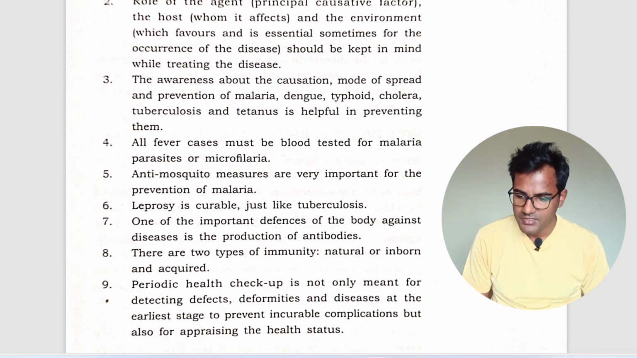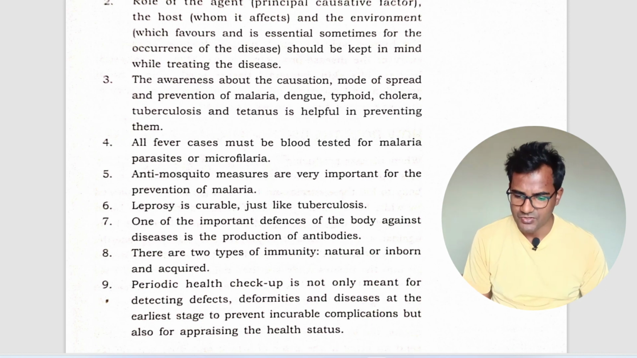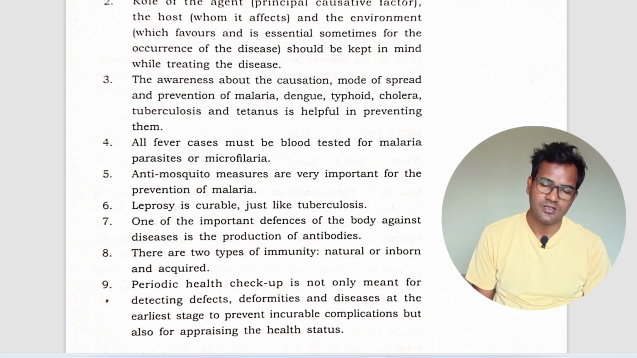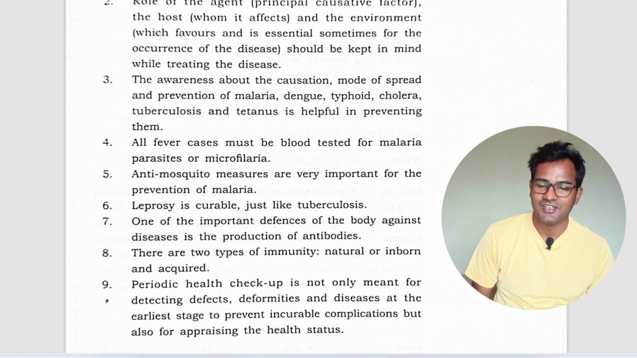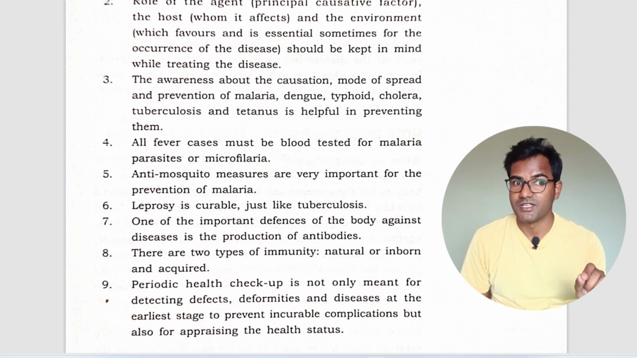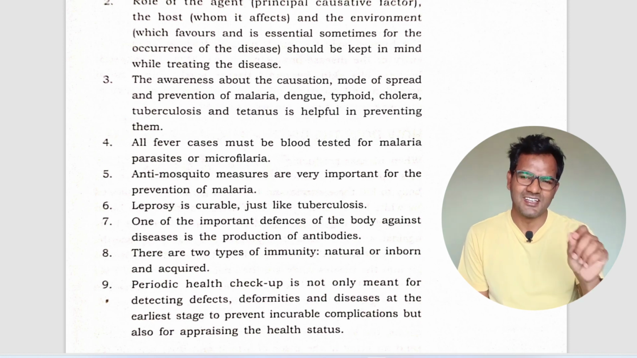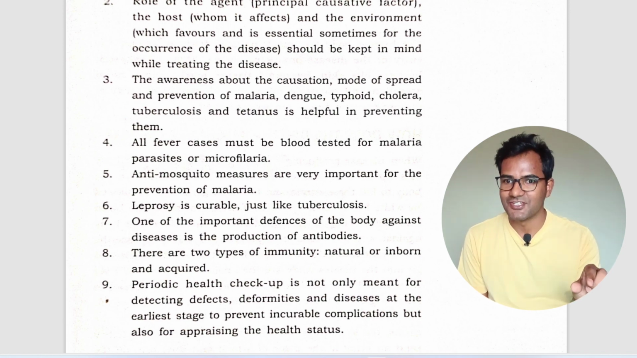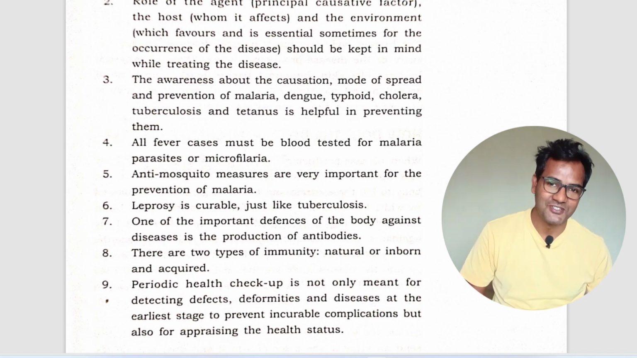Then awareness about the causation, mode of spread and prevention of malaria, dengue, typhoid, cholera, tuberculosis and tetanus is helpful in preventing them. This is what I already said. All fever cases must be blood tested for malaria parasites or microfilaria, correct? So when a doctor suspects that this person might be suffering from malaria, the doctor will order a blood test, right? And I will give you one simple task to do. Just comment in the comment section: what is the name of the mosquito which causes malaria? Let me see how smart you are.